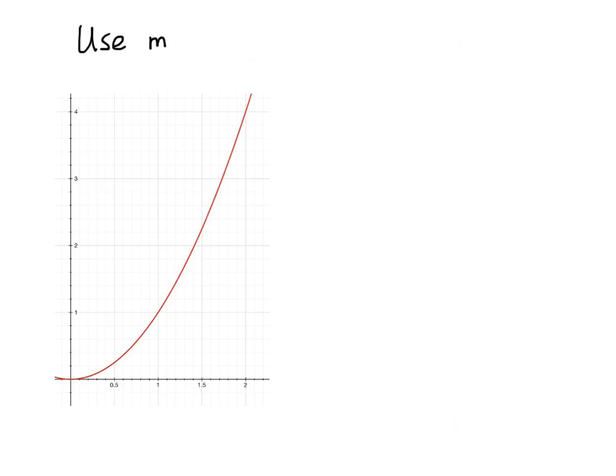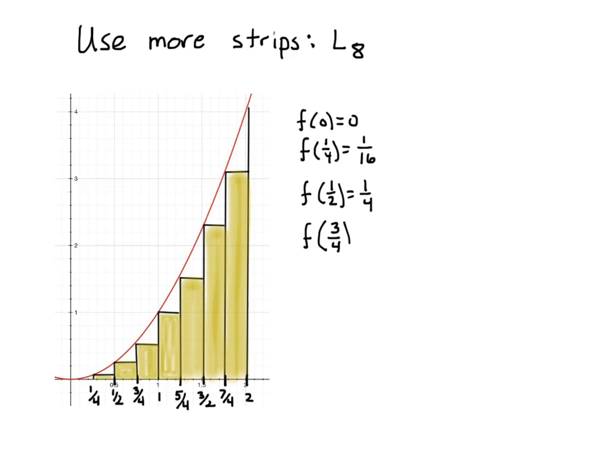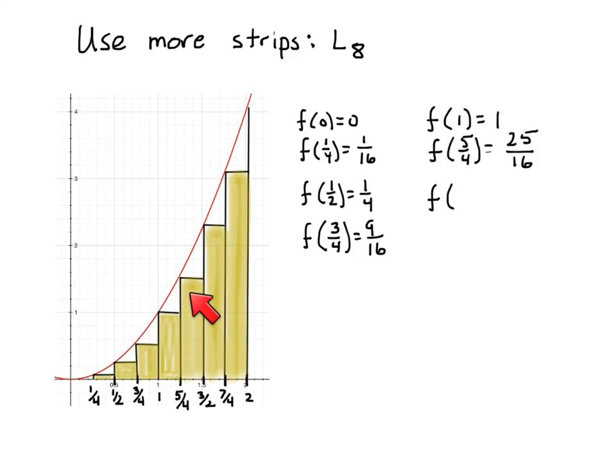So let's look at using more strips first. I'm going to call that L sub 8. L standing for the left-hand side of that strip, and 8 means I'm going to use 8 of them. So first thing I need to do is calculate my values on those strips where it meets the corner here. Like if I'm looking at where 5/4 is, that's the height of the 6th column. And so I'm just calculating x squared, which will give me those values.